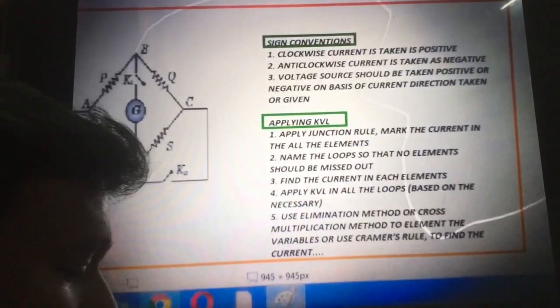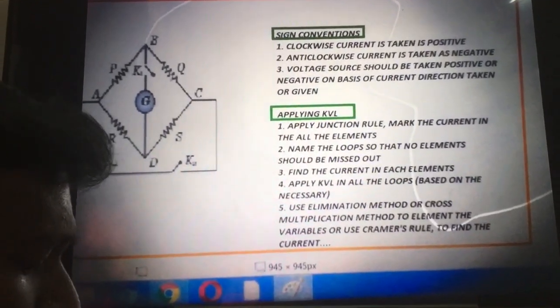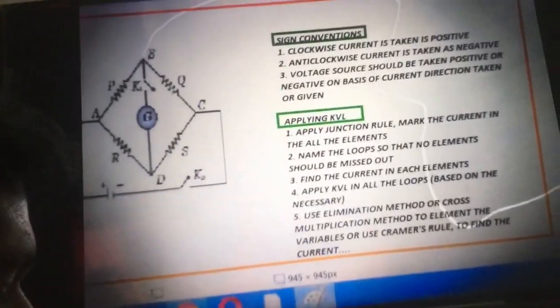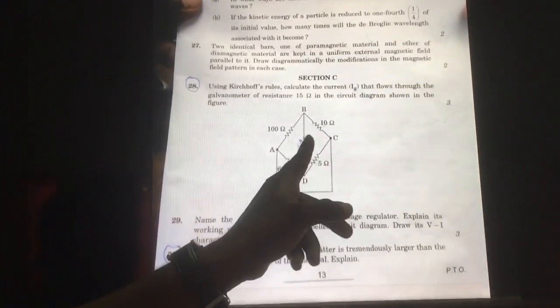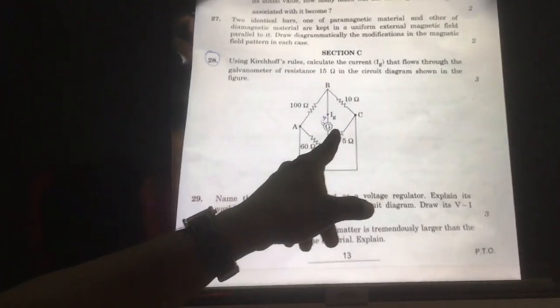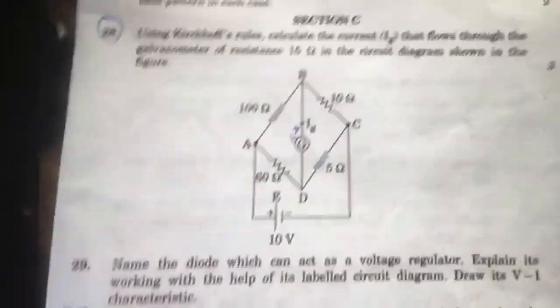Let's see a problem which was asked in the board exam 2020. This is the problem, which I will display now. This is the problem asked in CBSE 2020 physics, 3 marks. Using Kirchhoff's rules, calculate the current IG through the galvanometer, where the galvanometer resistance is 15 ohm. That is the sum asked. Now we will go to the problem and try to solve it.